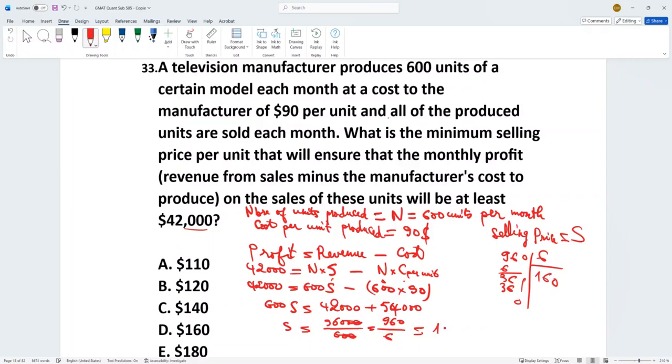So 160. So now definitely we know that the minimum selling price per unit for the month needs to be 160, like this.